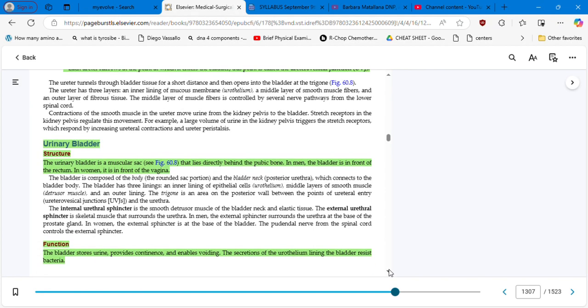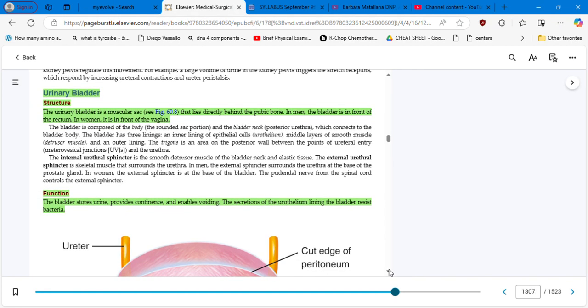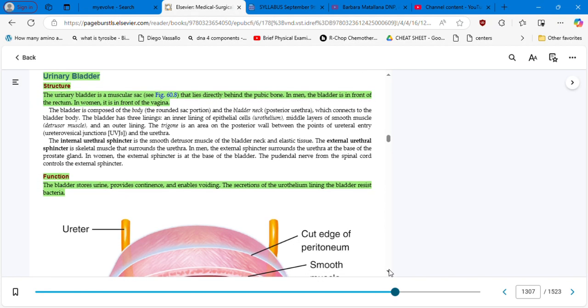Okay, urinary bladder structure. The bladder is a muscular sac that lies directly behind the pubic bone. In men, the bladder is in front of the rectum. In women, it is in front of the vagina.